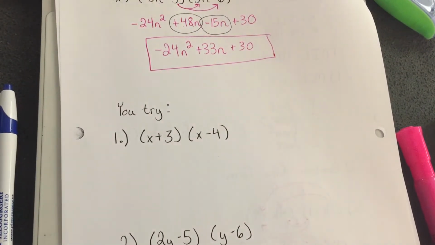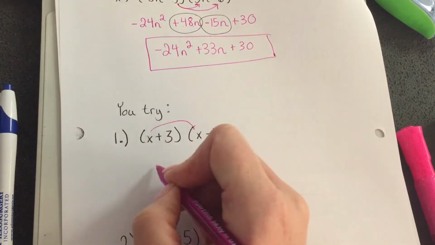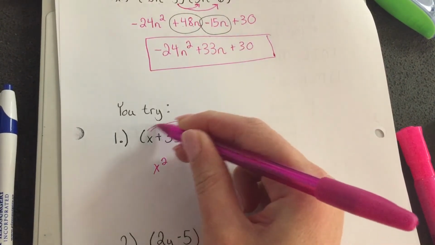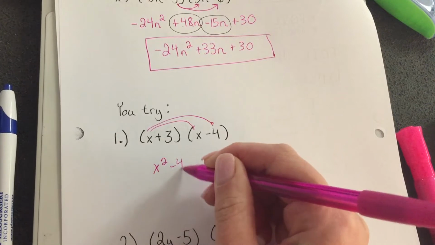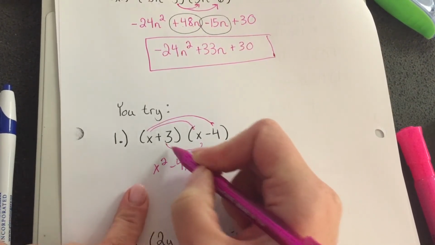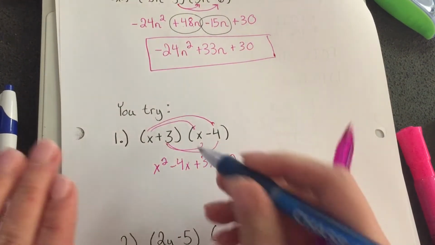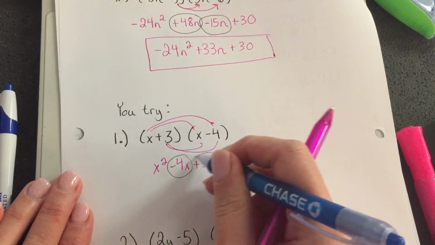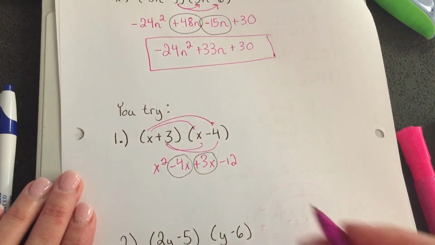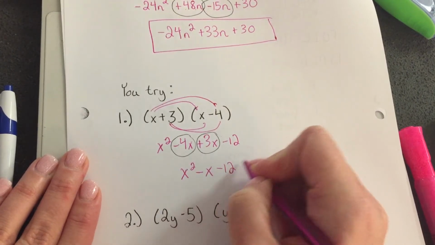All right, so if we FOIL on these, your first term gives us x squared, outside negative 4x, inside plus 3x, last negative 12. Combine like terms: negative 4x plus 3x gives us x squared minus x minus 12.